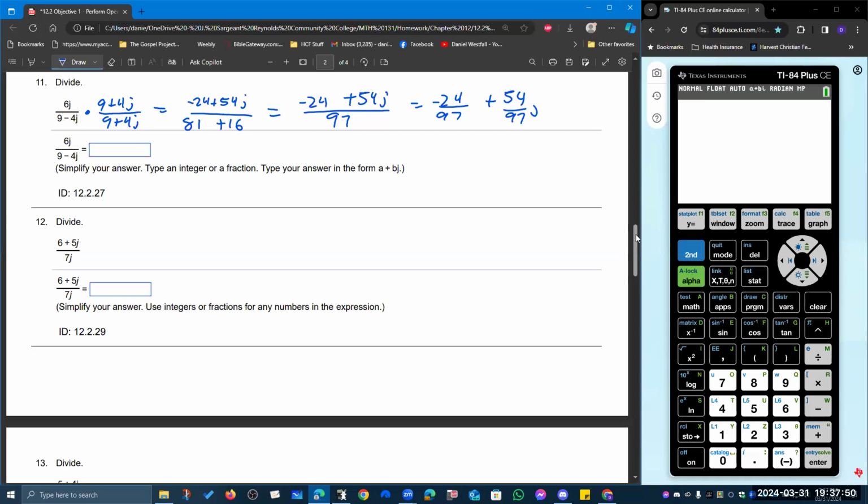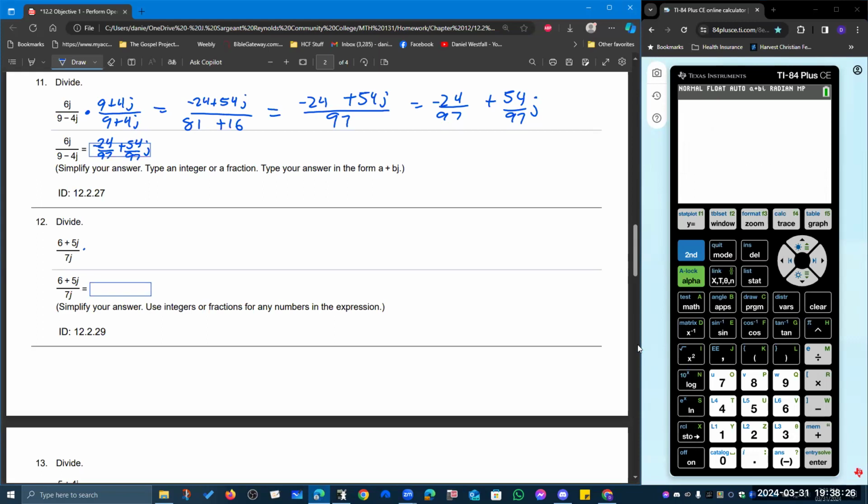I assure you neither of these break down, but if you want to check them with your calculator just to make sure, negative 24 divided by 97 and change that back to a fraction, you're going to get the same fraction. 54 divided by 97, change it back to a fraction. It's the same thing, it didn't simplify at all. So negative 24 over 97 plus 54 over 97j.